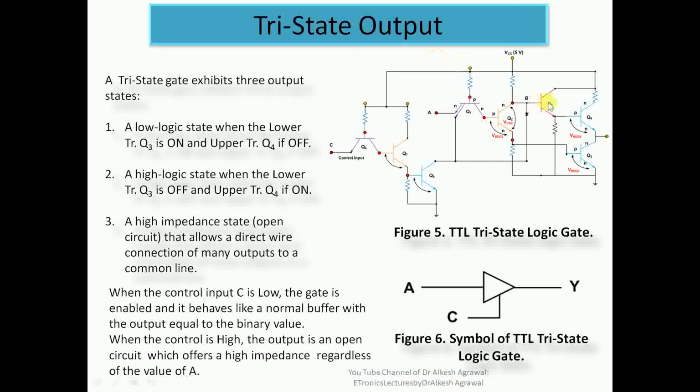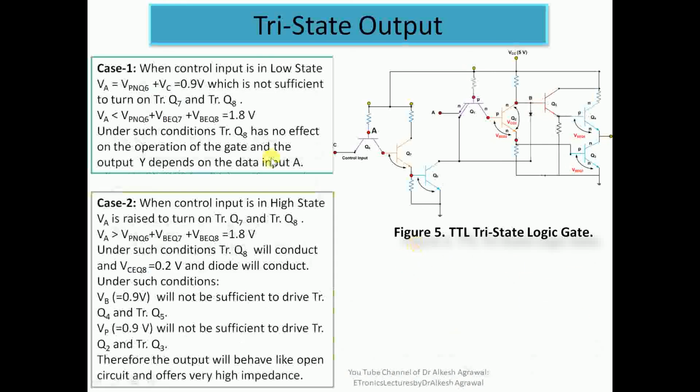So this is called tri-state output because output can be in low logic state, a high logic state, or a high impedance state. This is the diagram or the symbol. So now we will discuss in detail. The first is when control input is low.